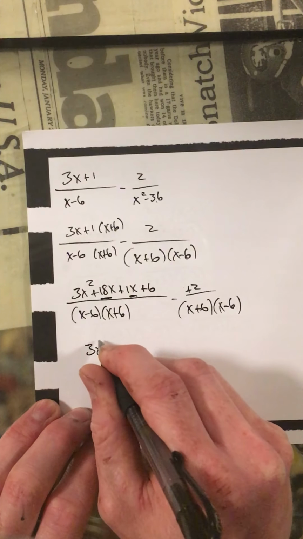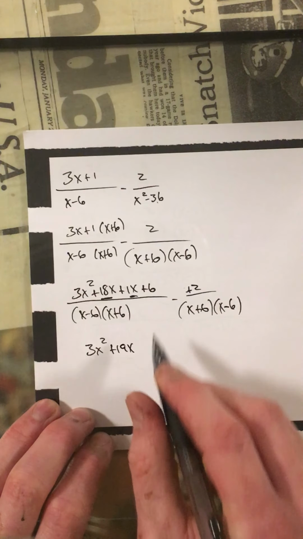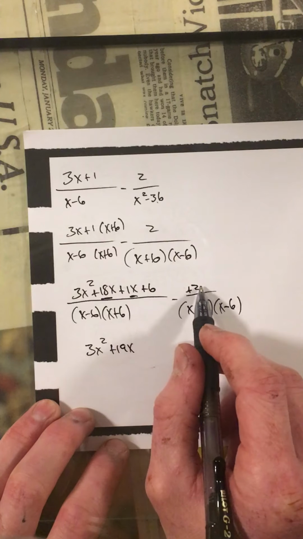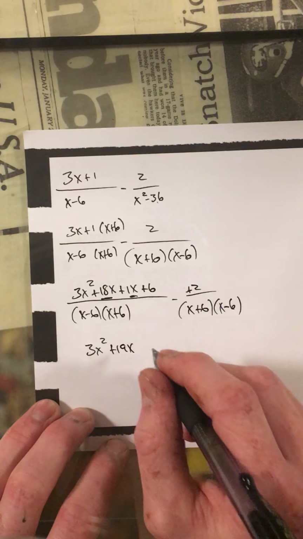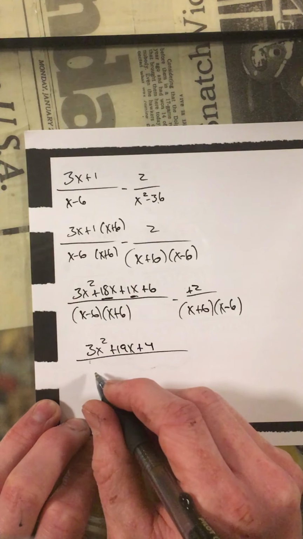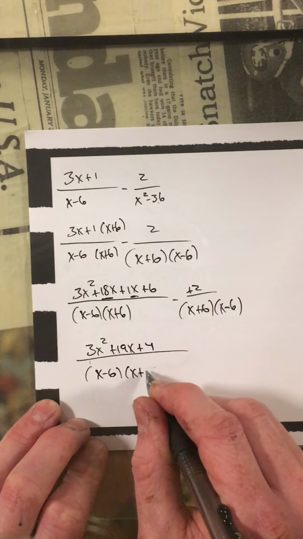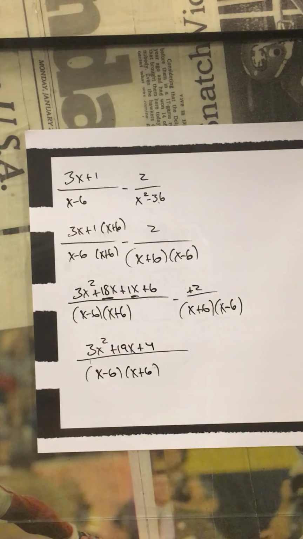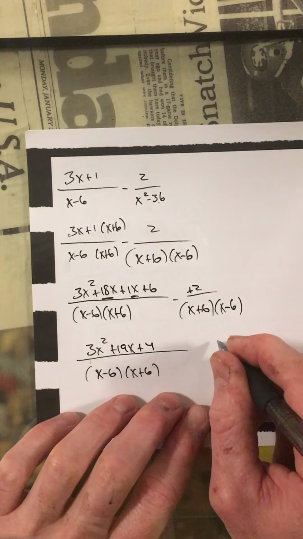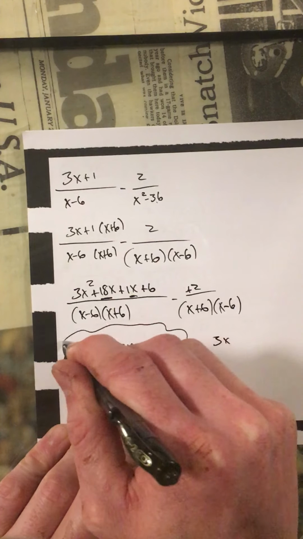So I'm going to have 3x squared plus 19x. And I'm going to have 6 minus positive 2, so 6 minus 2 gives me 4. And I'm going to end up with, what's that give me? x minus 6 times x plus 6. And there's your answer. You're all set to go. If you want to check if you can factor this, well, I'm not sure if you can. Let's see. I believe this answer is good. So I'm going to circle that.